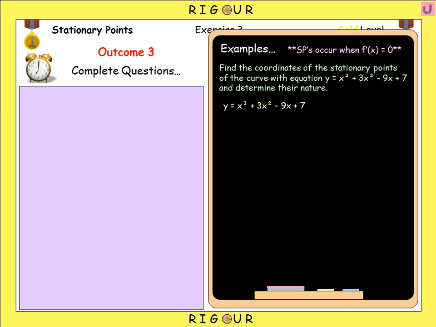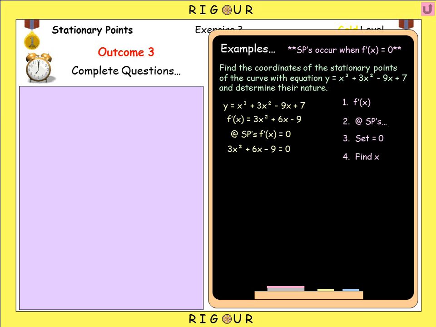So step number 1, we're going to find f dashed x. So that's 3x squared plus 6x minus 9. Secondly, we've got to make our statement. We have to actually physically write at stationary points f dashed x equals 0, otherwise we'll lose a very unnecessary mark. Once we've done that, we're going to set our differentiated function equal to 0. So the first three steps are very straightforward.